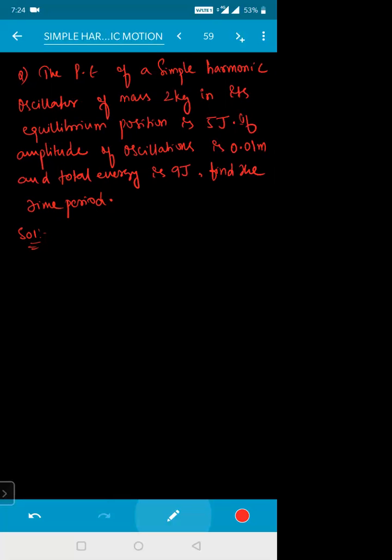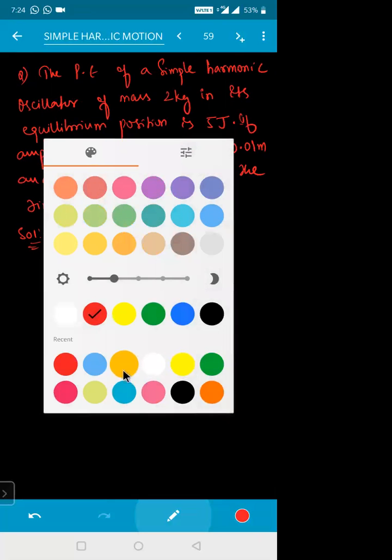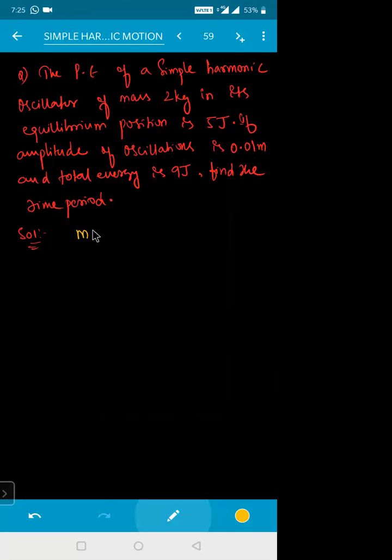The potential energy of a simple harmonic oscillator of mass. Just write what is the given data for us. Mass is given: mass is equal to 2 kg. In its equilibrium position, the potential energy U is 5 joules. The amplitude of the oscillation, that means A value, is 0.01 meter, and the total energy E is equal to 9 joules. Find the time period of this oscillation. That means T is equal to how much?